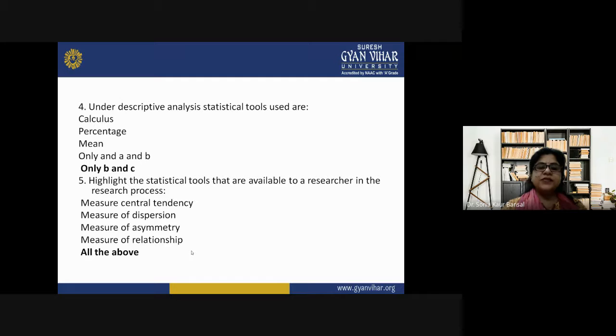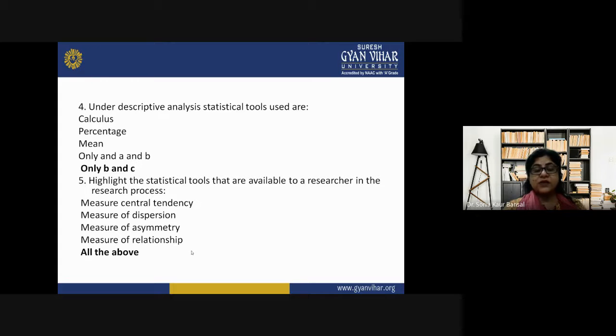Question number 4. Under descriptive analysis, statistical tools used are descriptive analysis. Understand, students, what is descriptive analysis? Descriptive analysis is used when you are actually giving the results of your variables in a descriptive way. So when you have to calculate the percentage, mean, so only A and B, only B and C. So percentage and mean is important under descriptive analysis of statistical tool. Okay, students?